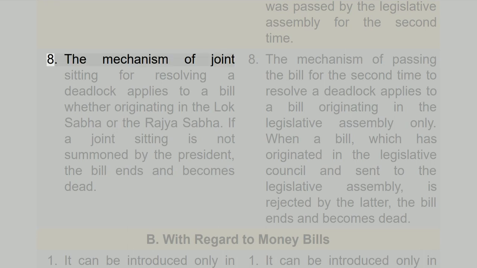8. The mechanism of joint sitting for resolving a deadlock applies to a bill whether originating in the Lok Sabha or the Rajya Sabha. If a joint sitting is not summoned by the President, the bill ends and becomes dead. 8. The mechanism of passing the bill for the second time to resolve a deadlock applies to a bill originating in the Legislative Assembly only. When a bill, which has originated in the Legislative Council and sent to the Legislative Assembly, is rejected by the latter, the bill ends and becomes dead.